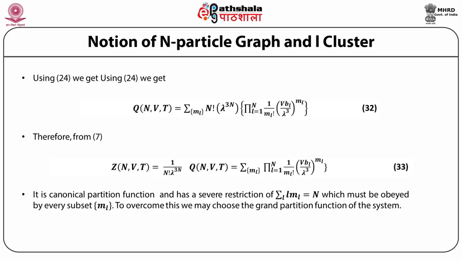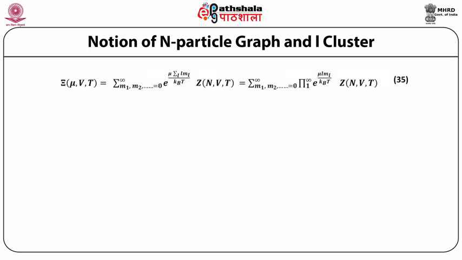To overcome this, we may choose the grand partition function of the system, capital Xi, as a function of chemical potential μ, volume V and temperature T, equal to the summation over N from 0 to infinity of e^{μN/k_BT} multiplied by the canonical partition function Z(N,V,T). Or Xi(μ,V,T) equals the summation over m1, m2 and so on from 0 to infinity of e^{μ Σ l m_l / k_BT} into the canonical partition function Z(N,V,T), equal to the summation over m1, m2 and so on of the product over l of e^{μ l m_l / k_BT} multiplied by the canonical partition function.